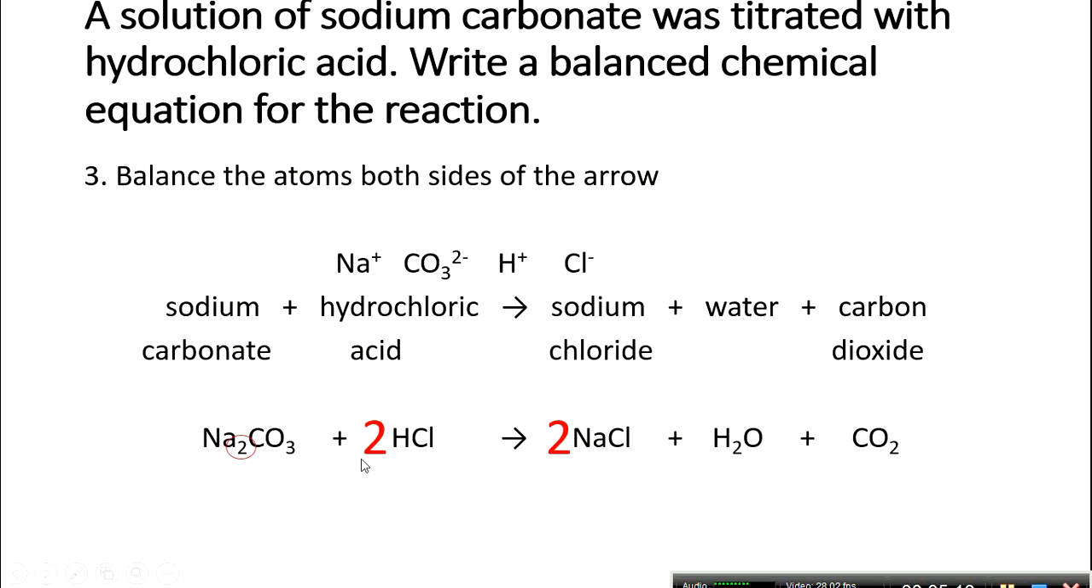So I need to put a big 2 in front of the hydrochloric acid. That means now I've got 2 hydrogens, and that balances out over here, my 2 hydrogens. Everything else then balances out. I've got 1 carbon here, 1 carbon there, 3 oxygens here, 1 plus 2 makes 3 on the right hand side. So that is now our balanced chemical equation.